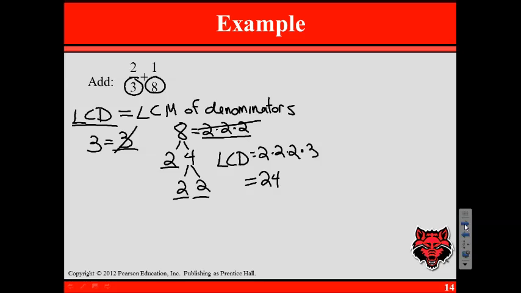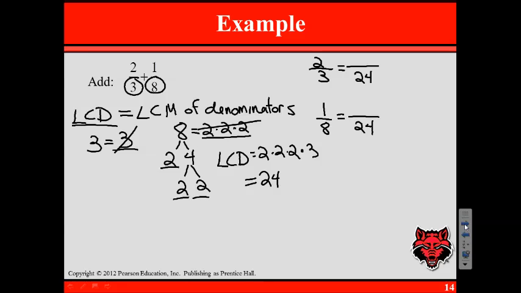Now once we have that number, we still have to do a little bit of work for each fraction in the original problem. Hopefully you'll remember seeing something similar to this just a few moments ago when we rewrote a fraction as an equivalent fraction with a new denominator. So for each of the original fractions, we want to rewrite those as equivalent fractions with a denominator of 24.